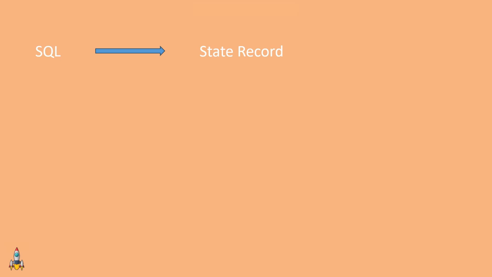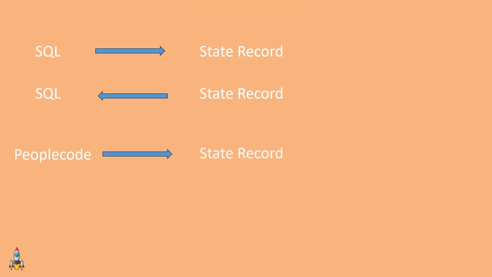The second one is that it is a SQL action and it needs to get some value from the state record field. Similarly, we have a PeopleCode action and it needs to store some value to state record fields. And similarly, we have a PeopleCode action and it needs to get some value from state record fields. So these are the four common scenarios while working with state record. Let's understand the first scenario.